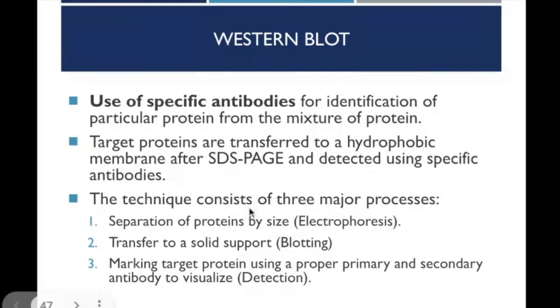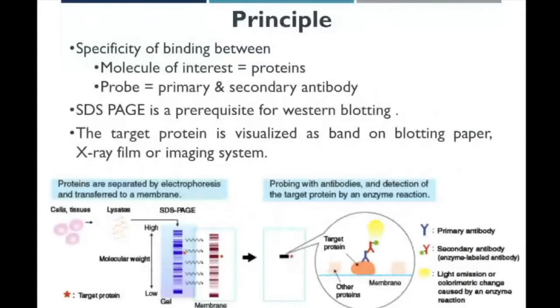Okay, so the technique consists of three major processes. First, separation of the proteins by electrophoresis, which we already did just now. Second, transfer to a solid support, which means the membrane. Third, marking the target protein using a proper primary and secondary antibody for visualization. Right, so this is the principle. The principle is about the specificity of binding between the molecule of interest, your proteins, and the probe. The probe is your primary and secondary antibody.